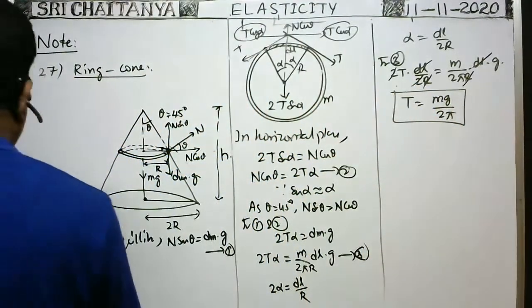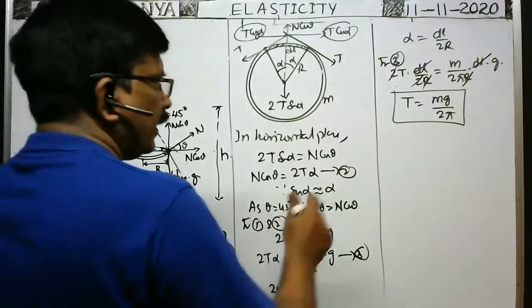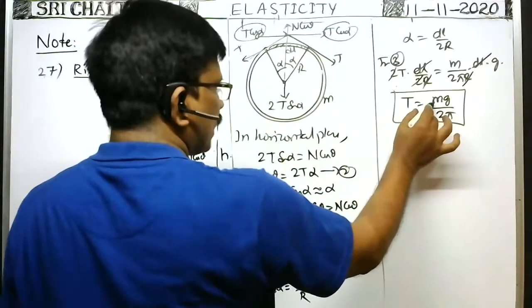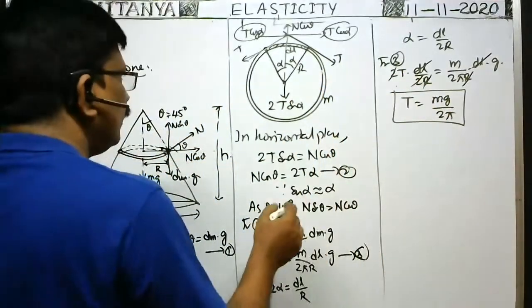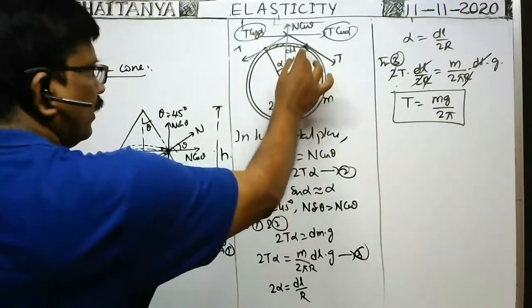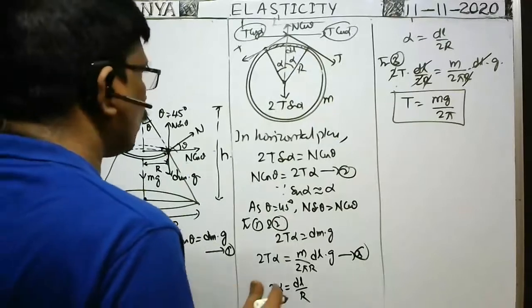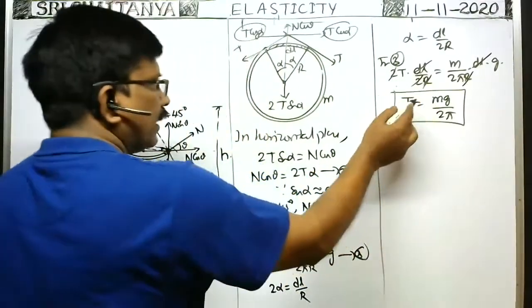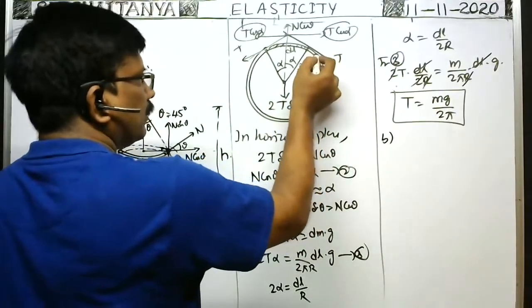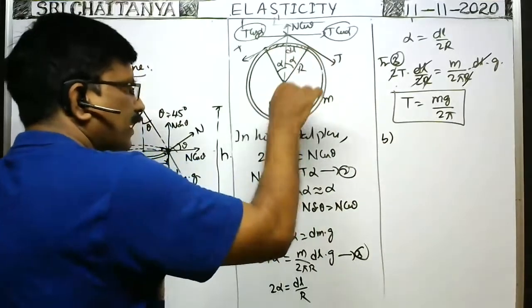So the tension in the ring, from this formula, it is clear that the tension developed in the ring depends on the mass of the ring and the acceleration due to gravity at that place. It does not depend on the radius of the ring and the area of cross section of the ring. So tension in the ring will be the same throughout. So A is tension, B, tension depends on the mass only. It does not depend on the area of cross section.